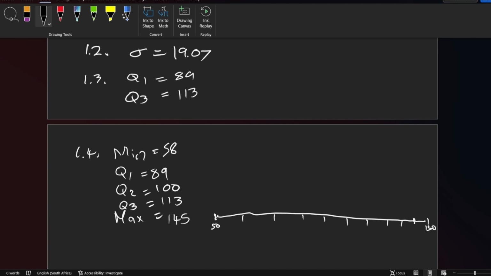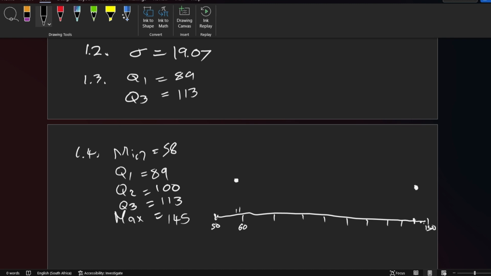Obviously this isn't drawn to scale, this is just a rough sketch, but for example purposes in your answer booklet you will draw it to scale. Now we plot the minimum and maximum, we plot 2 dots. So at about 58, so this is 60, so roughly around there, we plot a dot for our minimum, which is 58. And we do the same for our maximum, so that's 145. We will plot it roughly somewhere there.